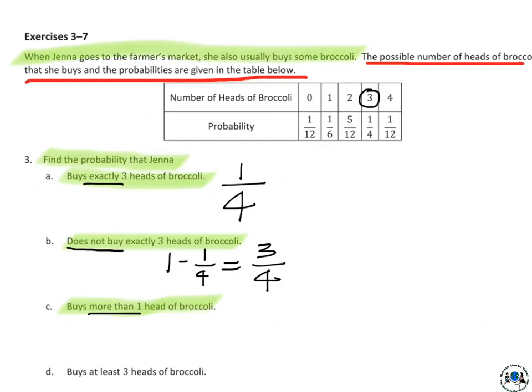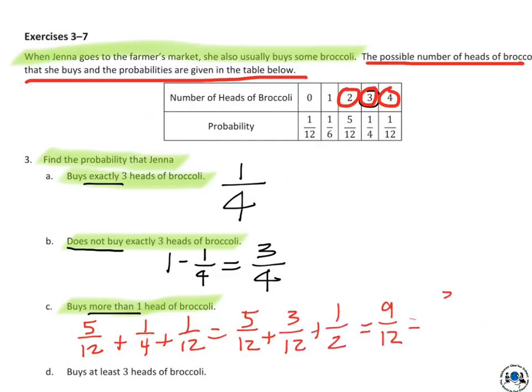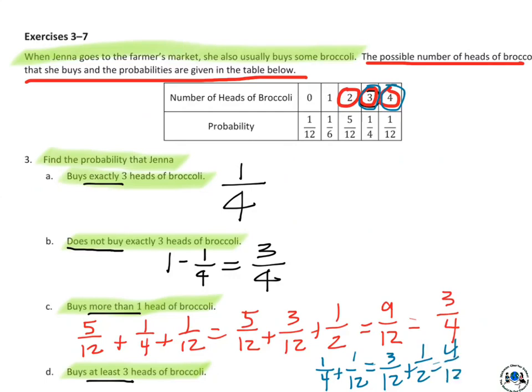C says buys more than 1 head of broccoli. Okay, that could be 2, 3, or 4. Add up those fractions, 5/12, 1/4, 1/12. We get 9/12, which is also 3/4. So a 3/4, or 3 out of 4 probability of more than 1 head of broccoli. And then buys at least 3 heads of broccoli, and that would be 3 and 4. And those fractions are 1/4 and 1/12, which equal 3/12 plus 1/12, which equals 4/12, which equals 1/3.